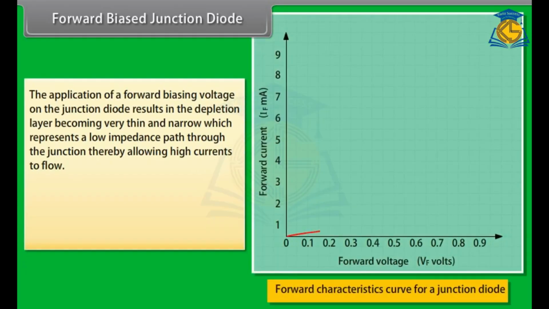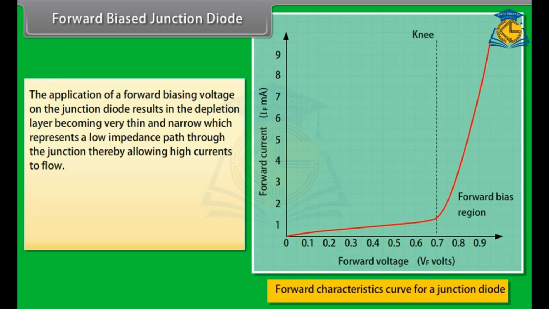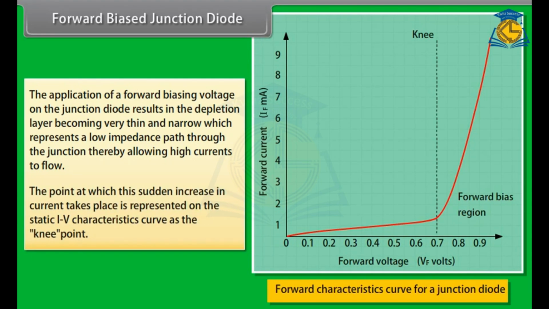The application of a forward biasing voltage on the junction diode results in the depletion layer becoming very thin and narrow, which represents a low impedance path through the junction, thereby allowing high currents to flow. The point at which this sudden increase in current takes place is represented on the static IV characteristics curve as the knee point. Reverse biased junction diode.